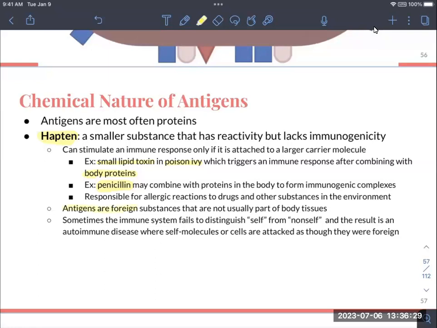Antigens are technically foreign substances that are not part of body tissues. So it does happen where the immune system cannot distinguish between self and non-self. We have receptors on our cells that identify our cells as self, but our immune system is not always 100%. And this is where autoimmune diseases actually come in. Your own immune system is attacking cells that your immune system thinks are foreign.